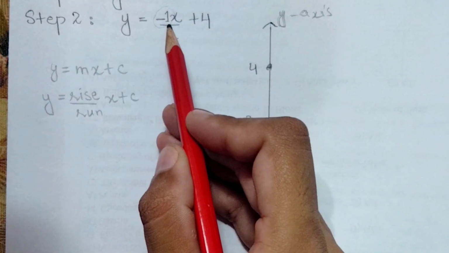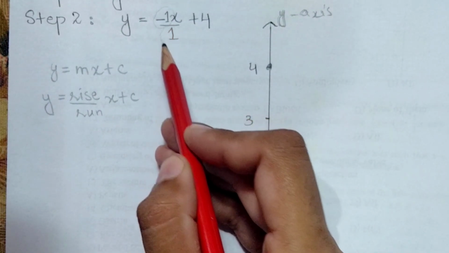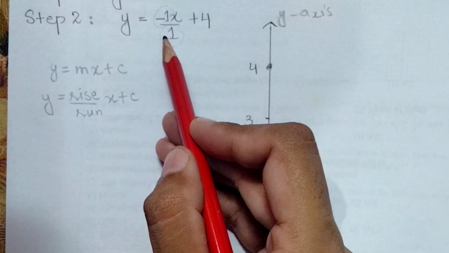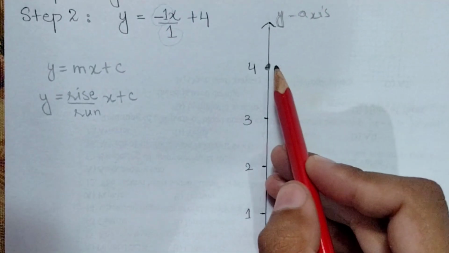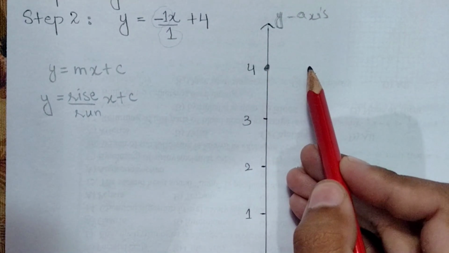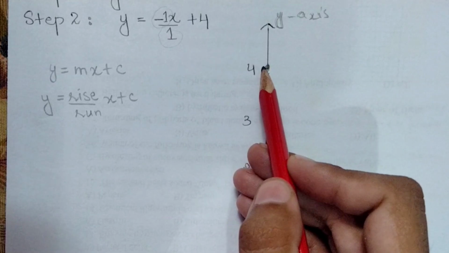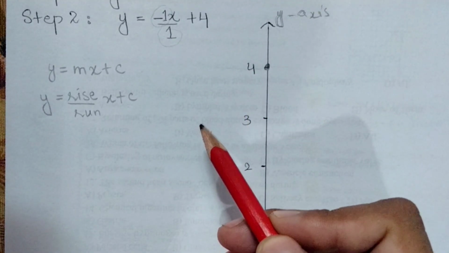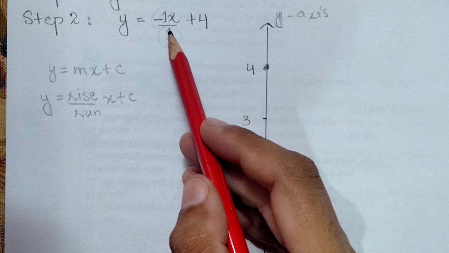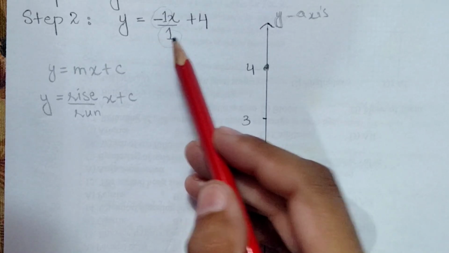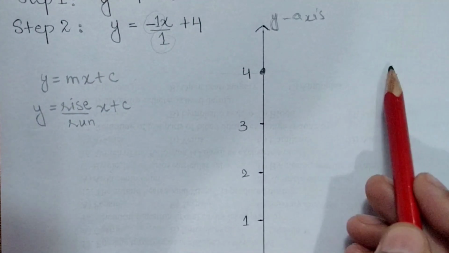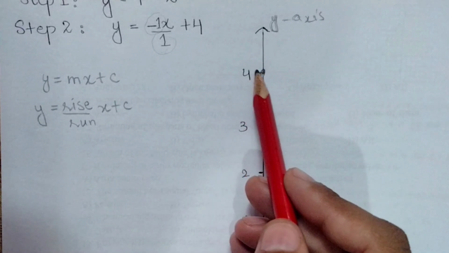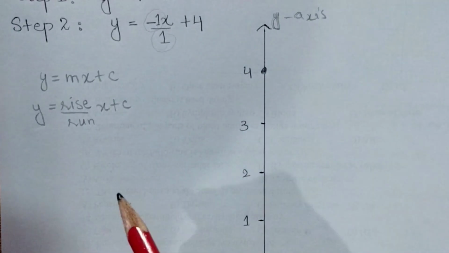Now I will be looking at what is my run. Run is 1 and it's positive. When the run is positive, I have to move 1 unit on the right side, and when it's negative I have to move 1 unit on the left side. Okay, whatever the unit here is, यहाँ पे अगर आपके पास 2 होता तो then आप 2 units move करते राइट साइड पे, अगर -2 होता तो आप 2 units मूव करते लेफ्ट साइड.